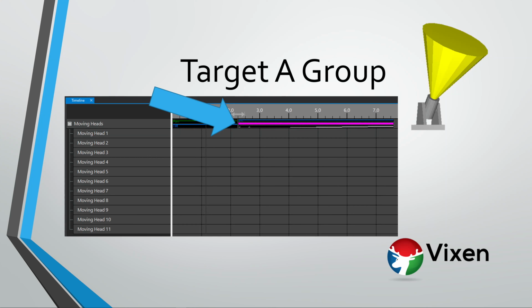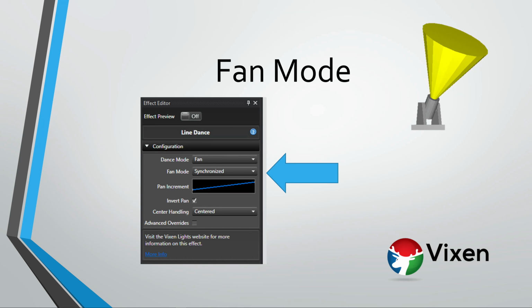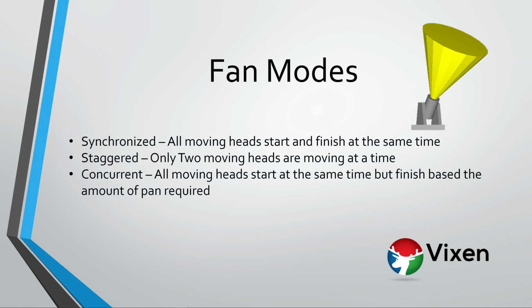The line dance fan effect needs to be placed on a group of 2 or more moving heads. The moving heads need to be ordered in the group, either left to right or right to left. There are 3 fan modes that control how the fan is created. I will describe the 3 fan modes and then we will demonstrate each mode and talk about the settings applicable to the mode. The first is Synchronized.